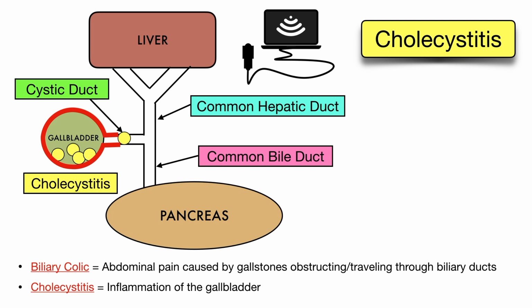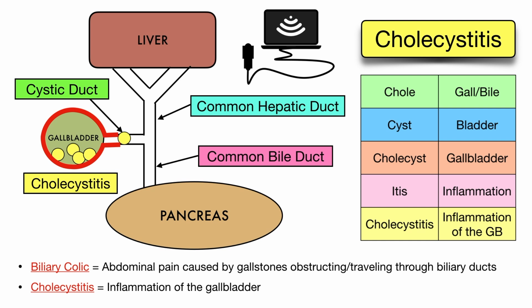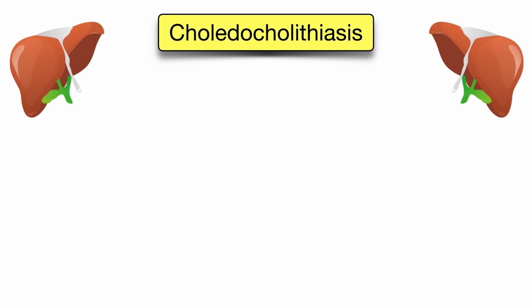So to recap, we have chole, which means gall or bile, and we have cyst, which means bladder. If we put it together, then cholecyst means gallbladder, and itis refers to inflammation, so cholecystitis is inflammation of the gallbladder. Let's move on to choledocholithiasis, and as always, let's break down the word first.